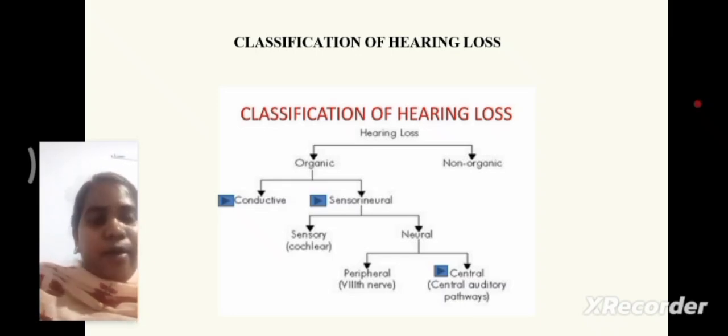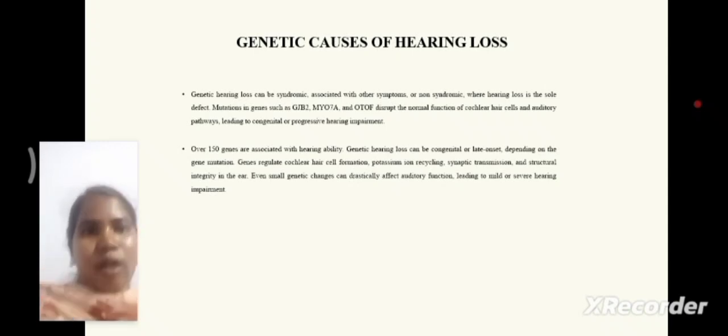These are organic and non-organic. Organic has two types: conductive and sensorineural. Sensorineural has two types: sensory and neural. Next, genetic causes of hearing loss.